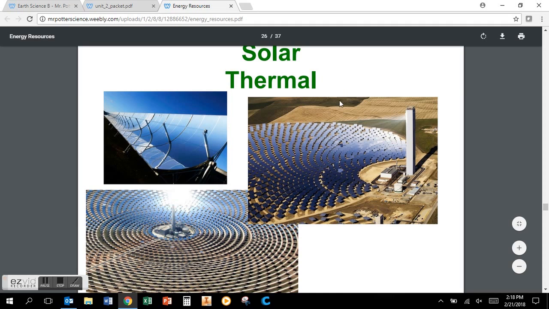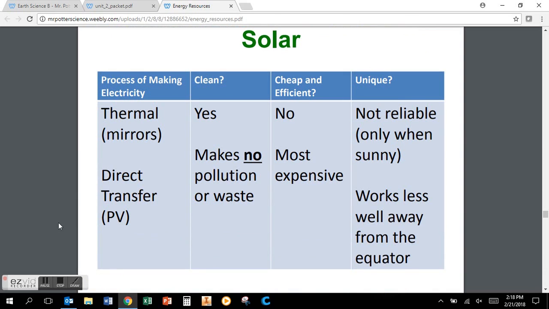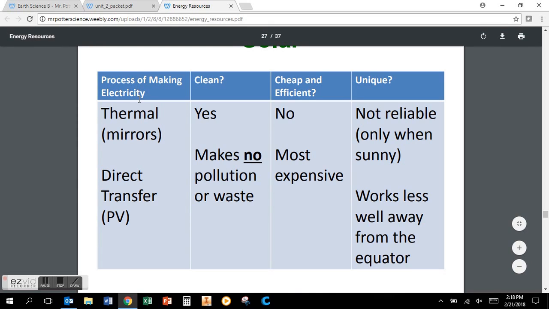And so this is considered a thermal energy source. We're taking the heat energy and concentrating it and using that to boil water to make steam, a lot like our other thermal energy resources. So when we talk about the process of making electricity, we've got two different categories: thermal, which is using mirrors, or the photovoltaic, which is a direct transfer of electricity.